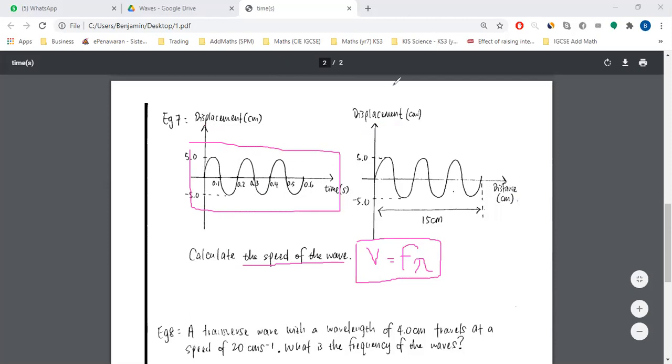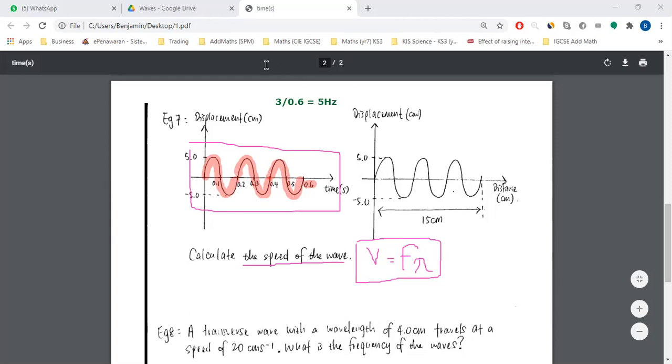Okay, so let's find the frequency from the graph here. How many vibrations? How many complete oscillations? One sine graph, one complete, 2 and 3. So 3 in 0.6 second. So 3 divided by 0.6 seconds, that is 5 hertz. Okay, 5 hertz, and then the wavelength.